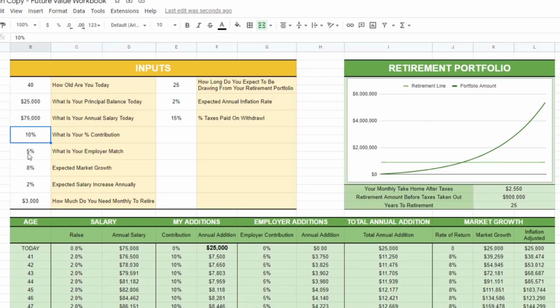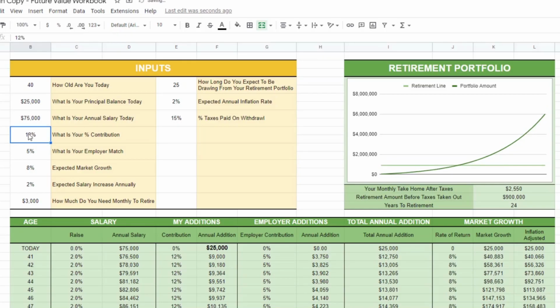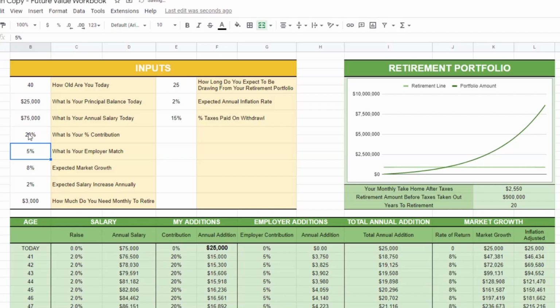If you wanted to retire a little bit earlier, well, you would have to up your contribution to 12%, 15%, and I think some 401k plans don't allow you to go over a certain percentage, so you might want to check that. So it looks like if you contributed 20% of your salary, you could retire in 20 years.